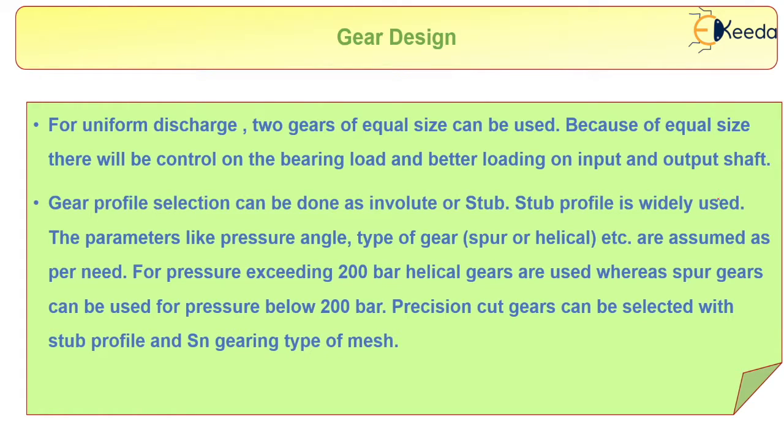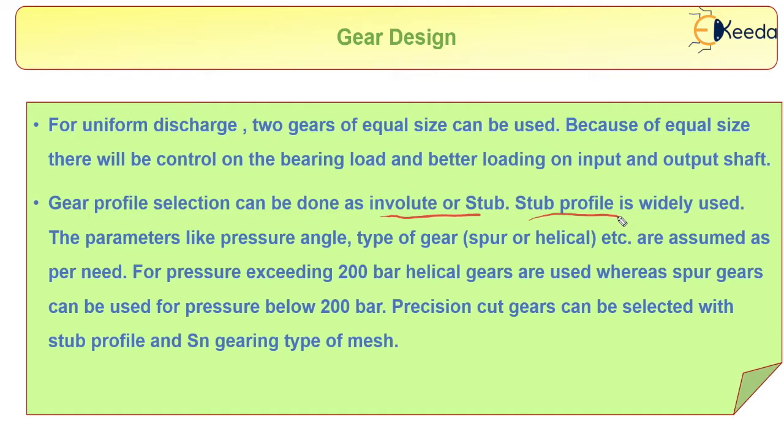Next, for gear profile selection, we can choose involute or stub teeth. Now, generally the stub tooth profile is widely used because parameters like pressure angle, type of gear, etc. can be assumed as per the need.